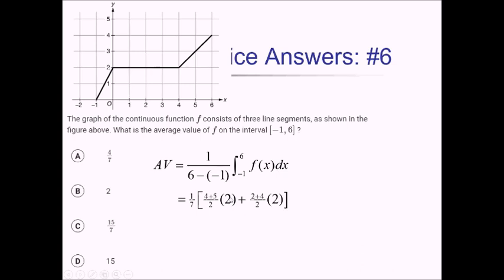So simplifying this a little bit, these 2's are going to cancel. I've got 1/7 and I have a 9 in parentheses. Plus, well, hey, these 2's cancel also, so that's a 6. So this is 1 over 7 times 15, or 15 over 7, which is going to give us choice C.